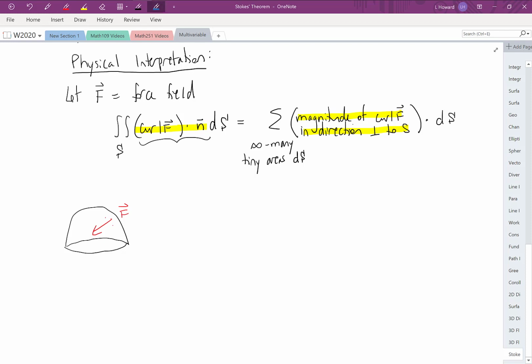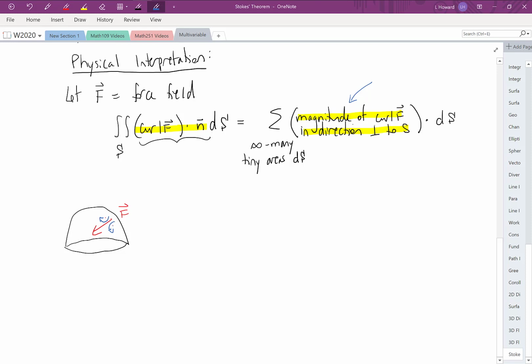I'll draw it in blue. Micro rotation that looks like that. And around this point here, you might have a micro rotation that looks like that due to the action of our force. So now let's go back to this idea of the magnitude of the curl of our vector field in the direction perpendicular to S.